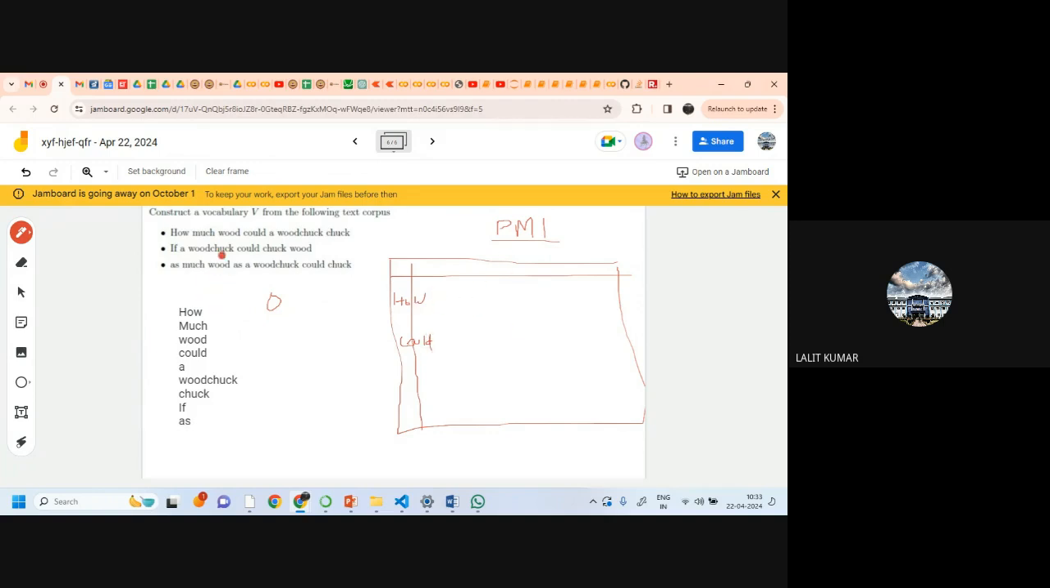So we make a window. You make a window of 2. Window of 2 means for how these two words will come. So much and wood, which is there, it will come 1, 1. Then we move to much. So much will see two words here and two words here. So it will start finding the relationship between the words. Okay, just leave it here.